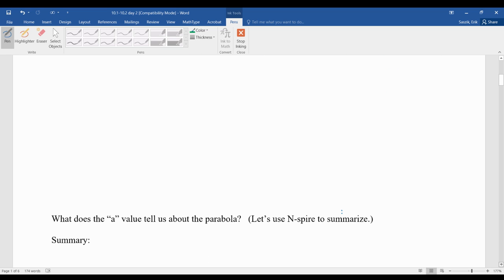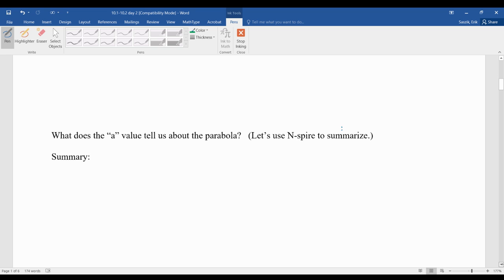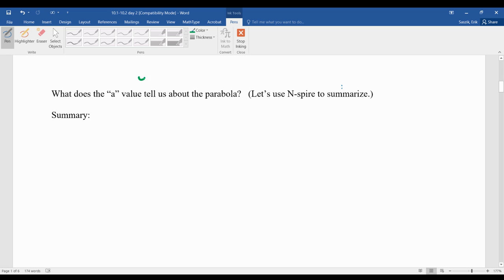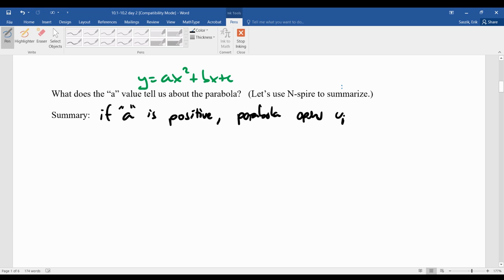Okay, now in equations, usually you see equations written in this form: y equals ax squared plus bx plus c. This a value, this number in front of the x squared, tells us a fair amount about the parabola. Okay, if the a is positive, the parabola opens upward like a U.